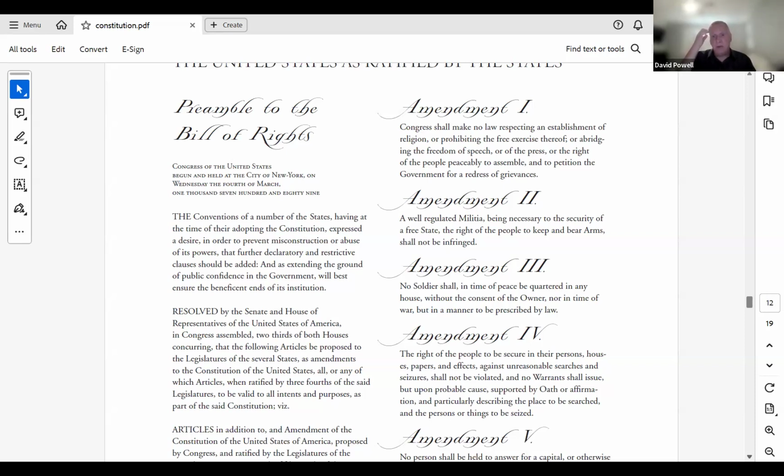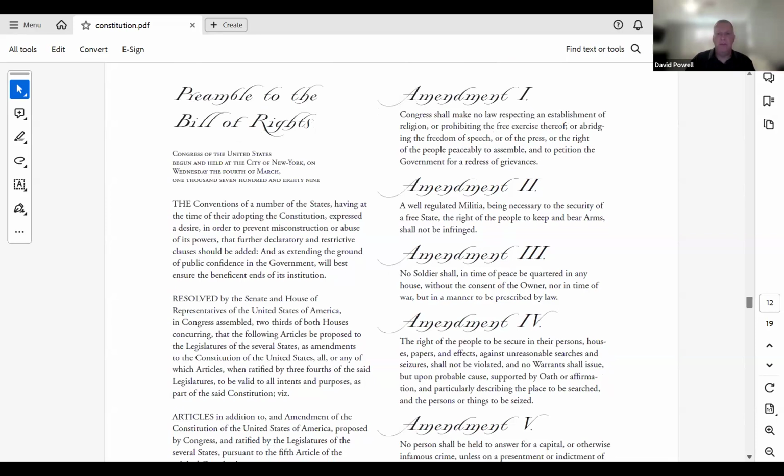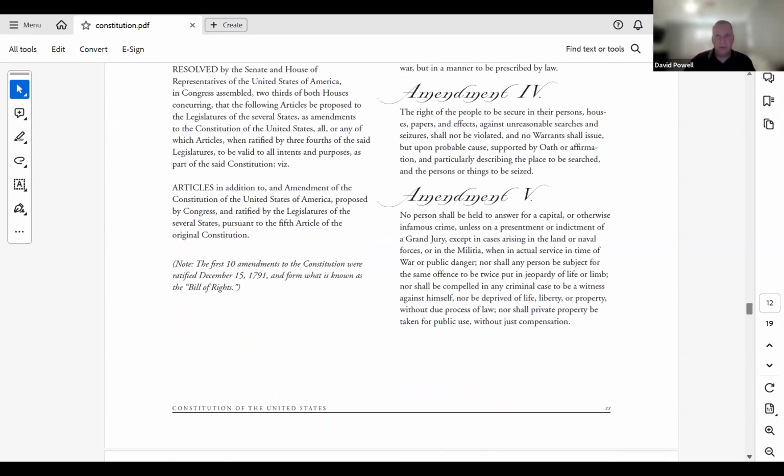The Fourth Amendment is your right against unwarranted, unreasonable search and seizure. This is why the police need to get a search warrant before they can come in and search your property. So it's your criminal justice protection.